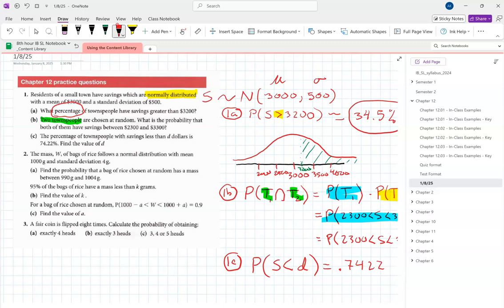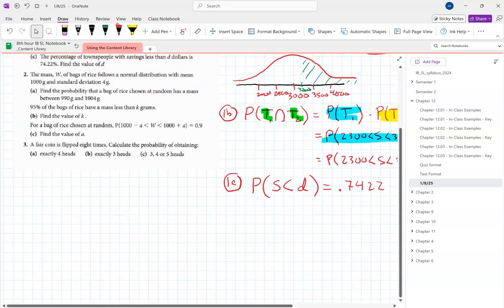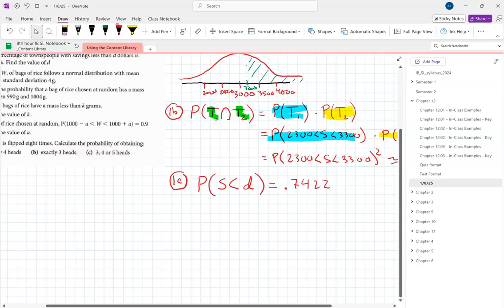Is everybody okay with how I've translated the sentence into that probability statement? Give you a minute to read it and look at what I've written, but it should feel pretty obvious. Notice instead of writing 74.22%, I wrote it as a decimal. Do I need to do it that way? Yes. This is a probability statement. What are probabilities always between? 0 and 1, right? So it has to be a decimal there, not a percentage. Okay?